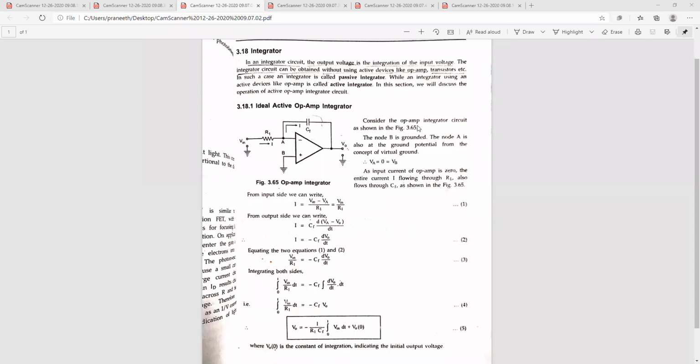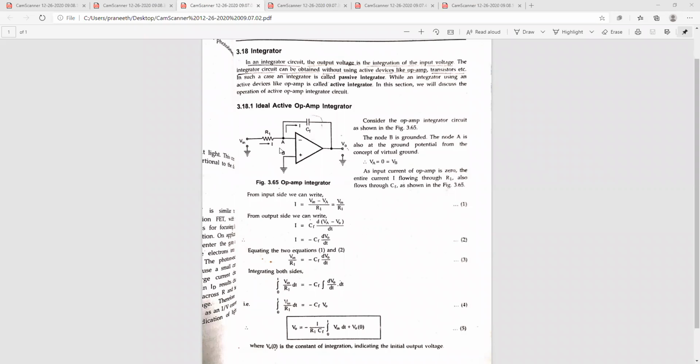So this is also an integrator, but here we are using an active component like an op amp. Wherever we use active components like op amps, transistors or diodes, those circuits are called active circuits. So here we have designed the integrator using an op amp, and obviously this is called an active op amp integrator. Of course, this is an ideal version of the integrator, and there is also a practical version.